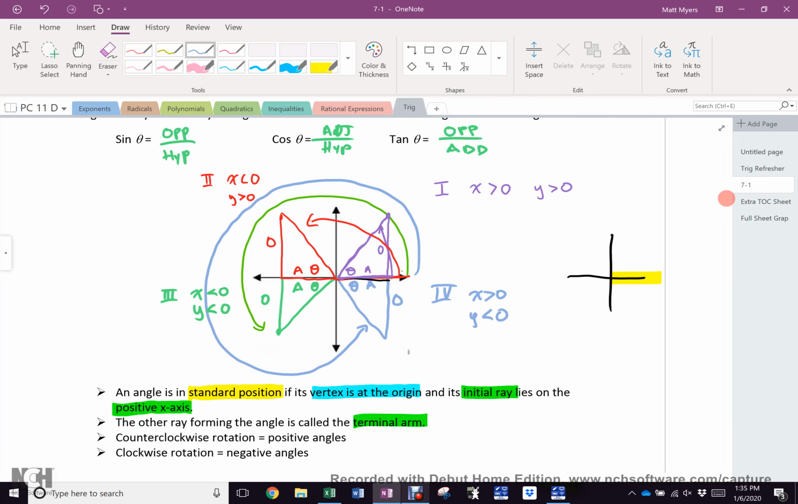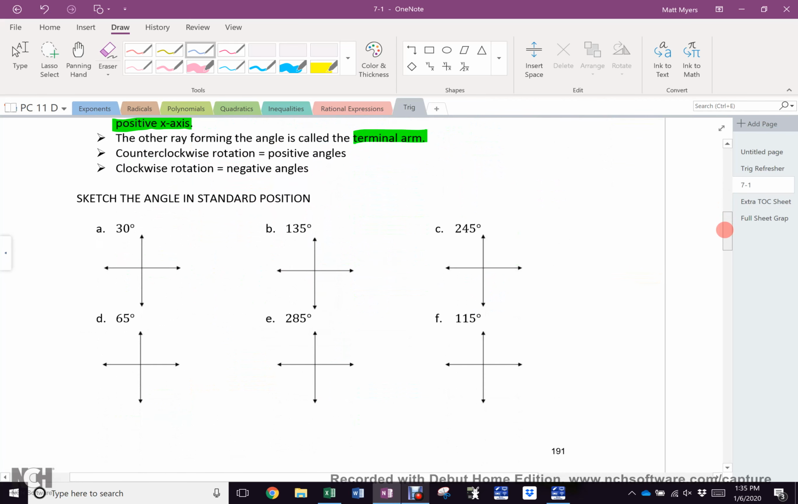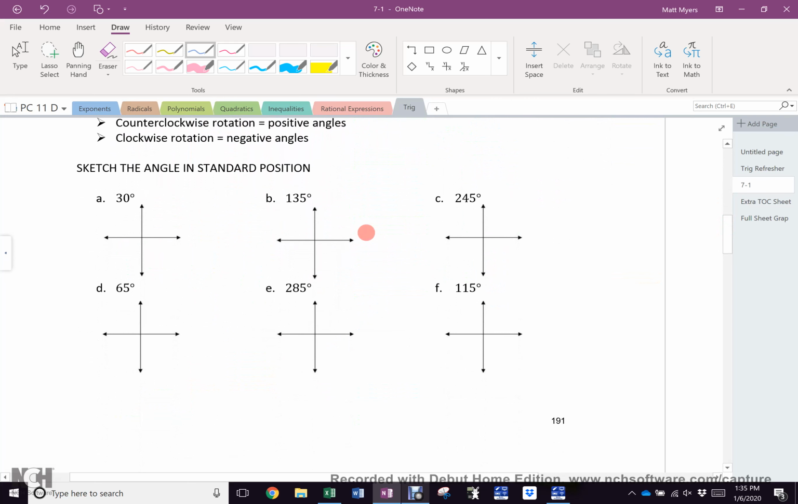Okay, let's see. We're going to do the first one of these together. You're going to do the rest, and then I'm going to put two more on here that I want you to do, okay? So, it's 30 degrees, and it needs to be in standard position. If I'm starting in standard position, where does the first line go?